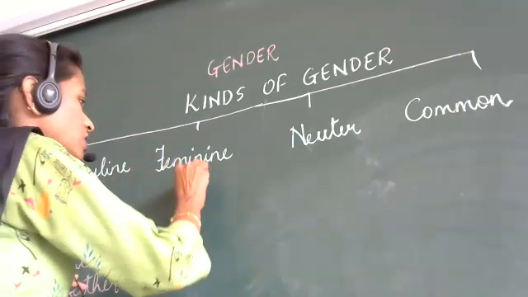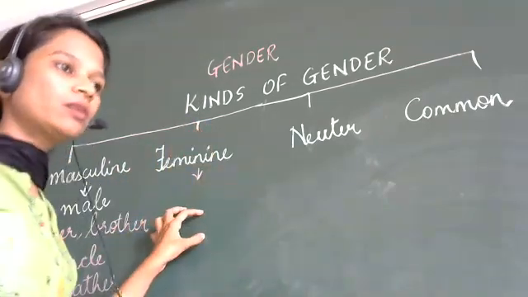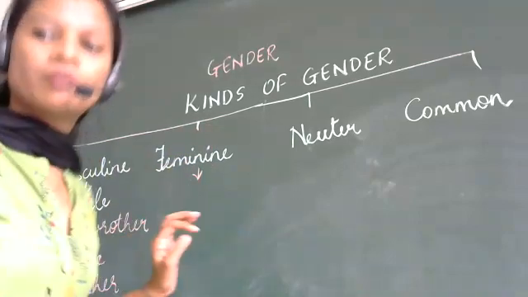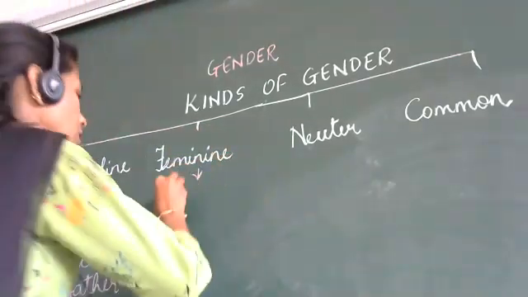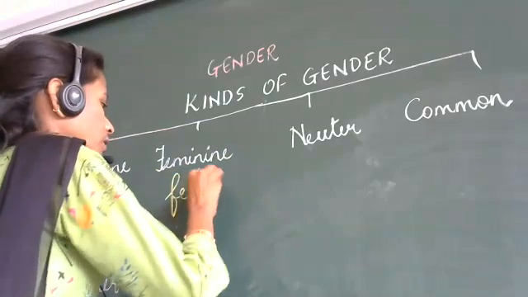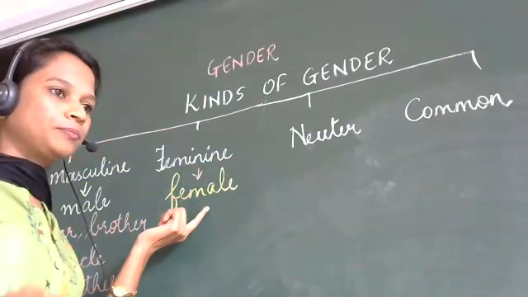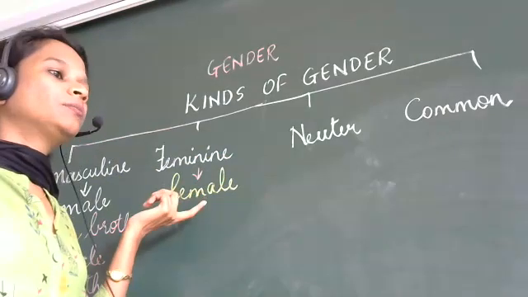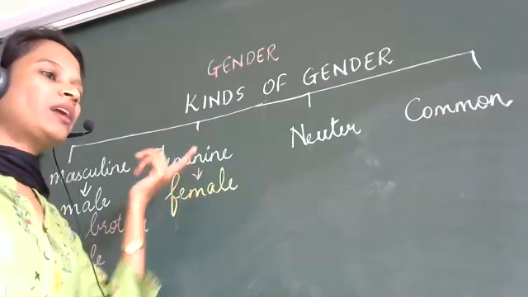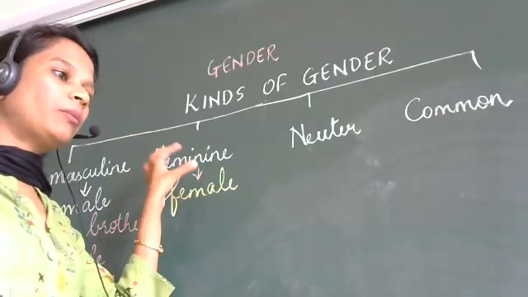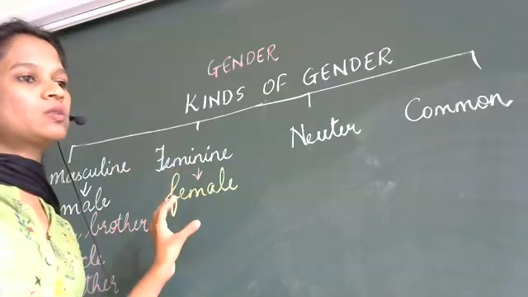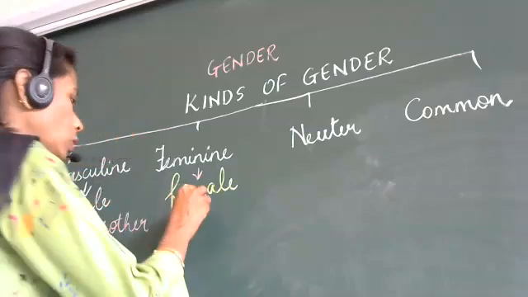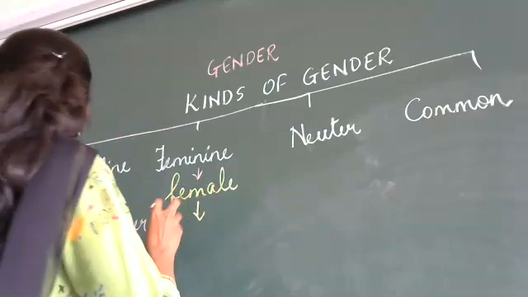Who comes under this feminine gender? Feminine gender is also called the female gender. Listen. Yes. The feminine gender also refers to the female. It is called the female gender. So, who comes under this female gender?